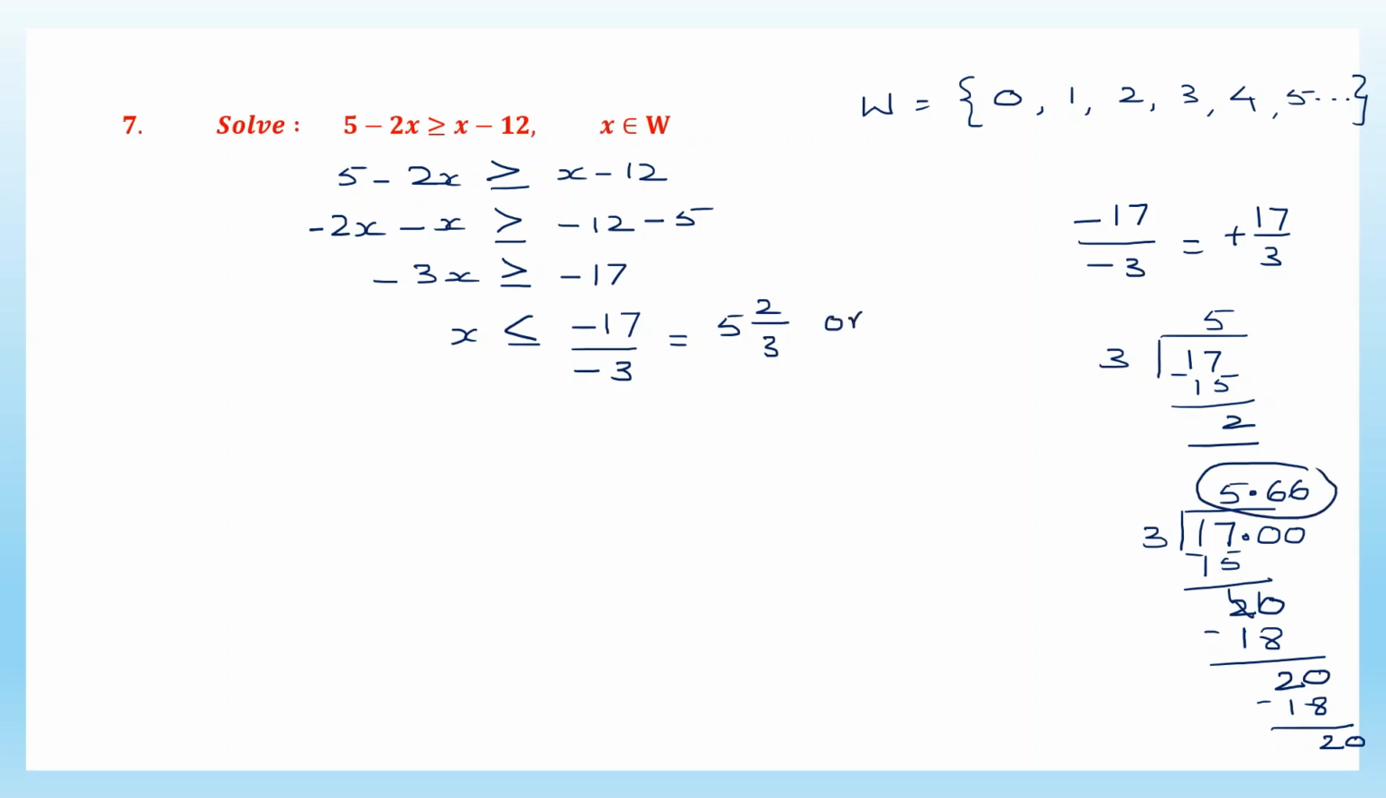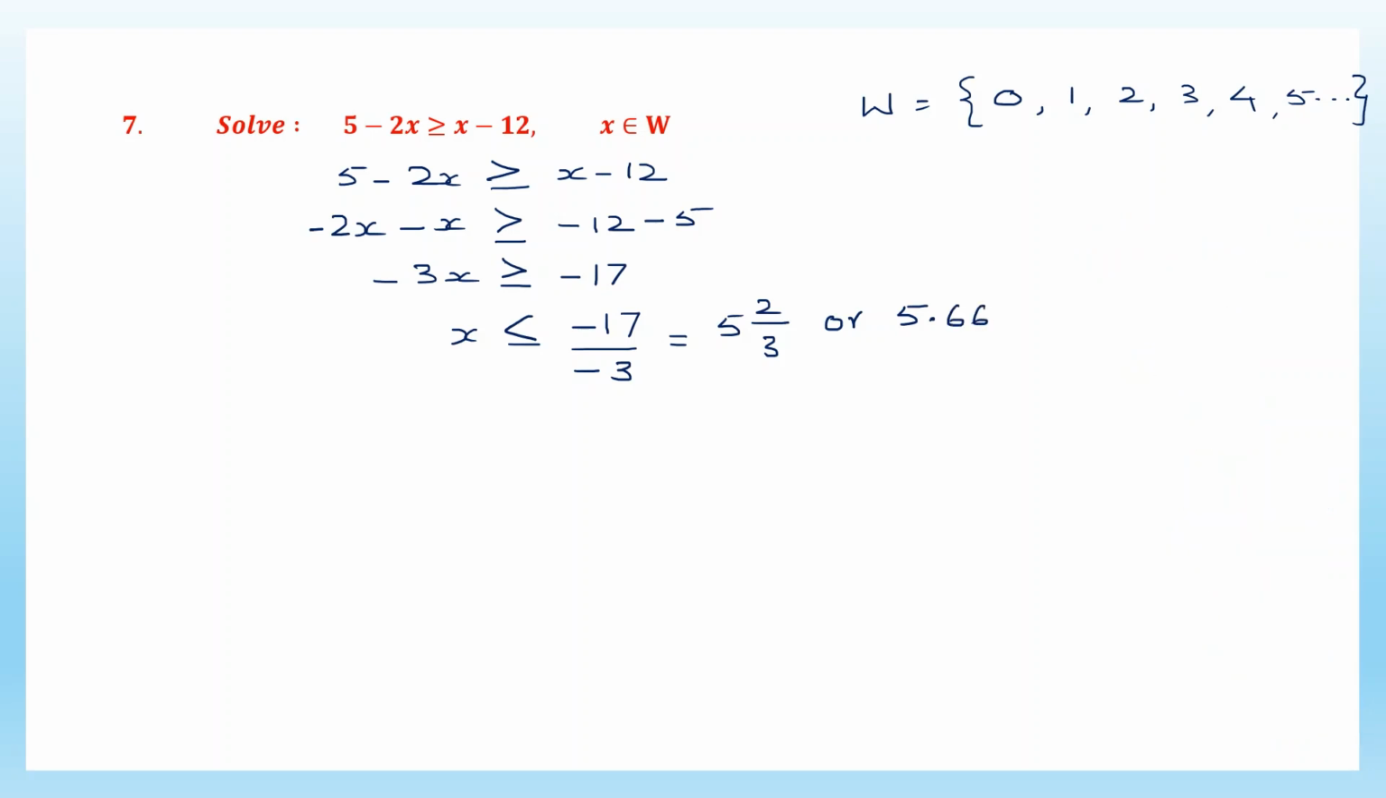So this is 5 2 by 3 or 5.66. So now we have to get our solution set. X is less than or equal to one of these numbers, 5 2 by 3 or 5.66. So let's take 5.66. Now 5.66 is a number greater than 5. Okay, this is greater than 5, but it has not reached 6 as yet, but it is greater than 5.